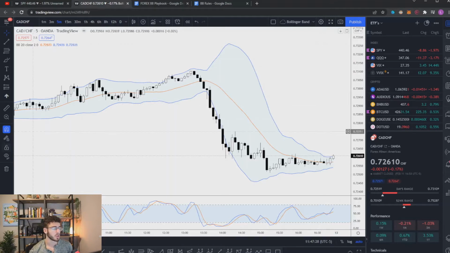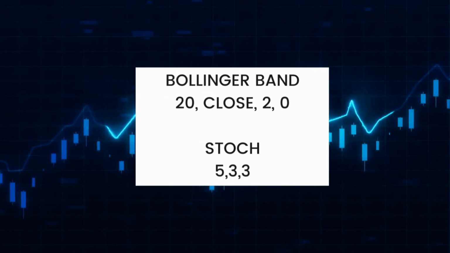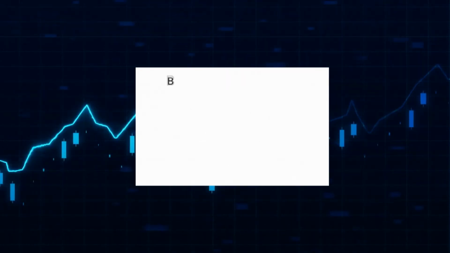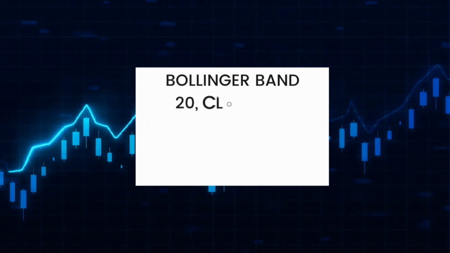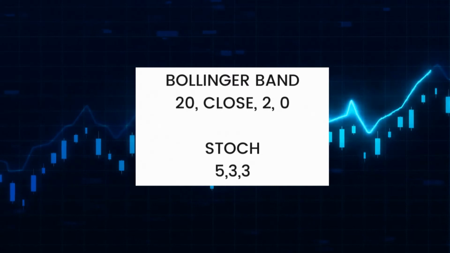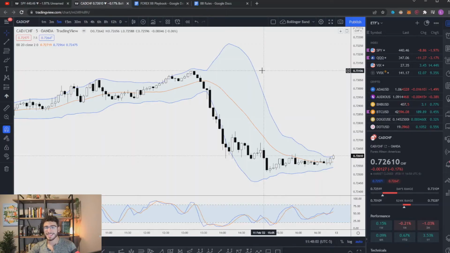In this case, we're using a stochastic oscillator with the settings of a K-length of 5, a K-smoothing of 3, and a D-smoothing of 3 as well. This depends on the chart time frame right here, so you can leave it as that. The other indicator, the Bollinger Band, is going to be the standard settings with a length of 20, a source of close, a standard deviation of 2, and an offset of 0, with the time frame set on the chart as well. So this is very basic.